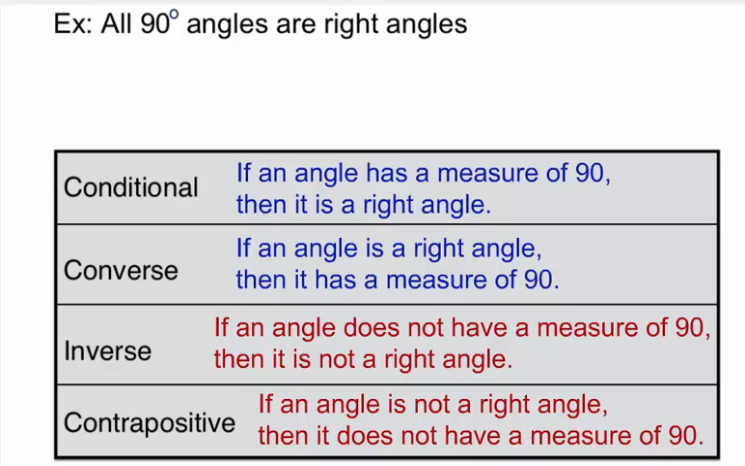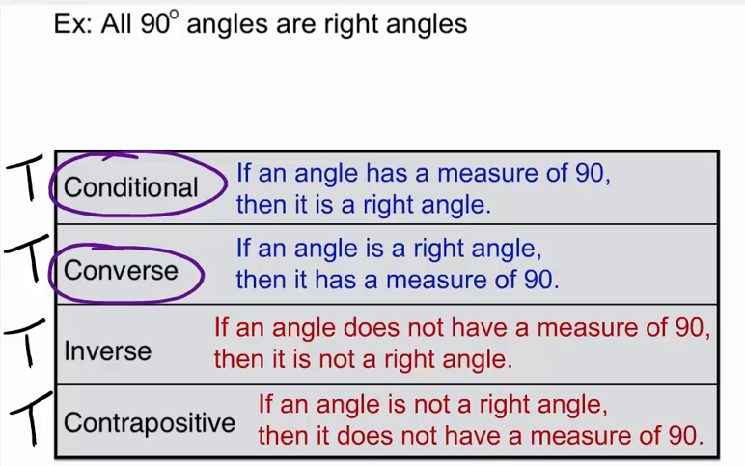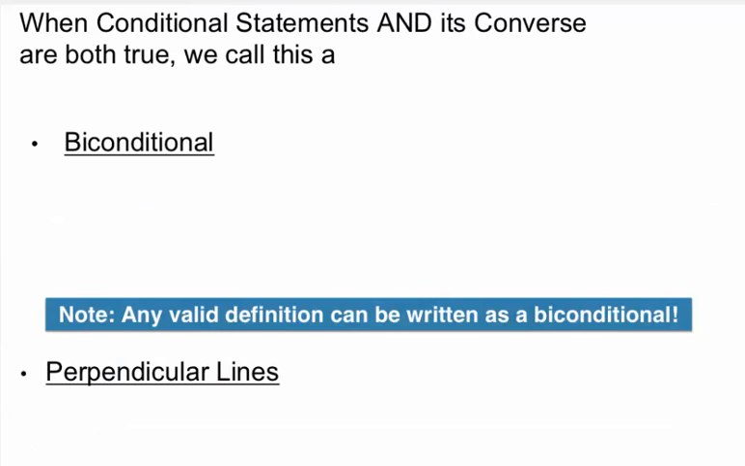And here are the results. So I'll let you take a look at this and notice all of these statements, especially the conditional and the converse together, they're both true. You know that if an angle has a measure of 90, then it's a right angle. And if an angle is a right angle, then we say that it has a measure of 90. So those are all true. And in fact, when both a conditional and a converse are true, we have a special name for that.